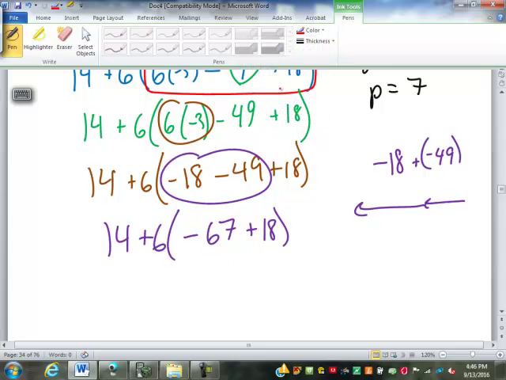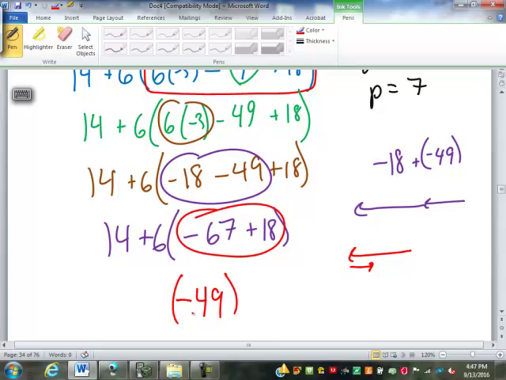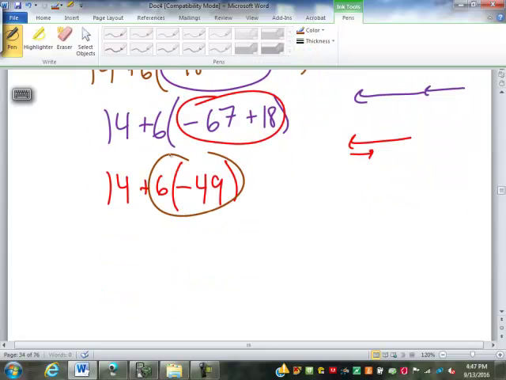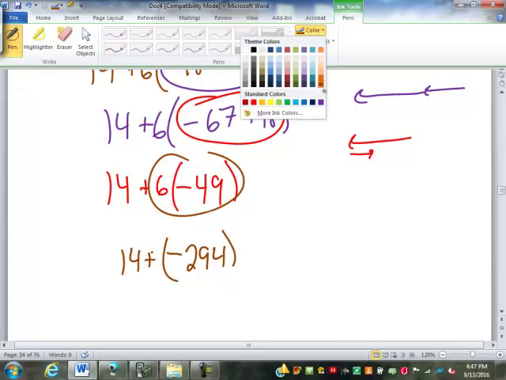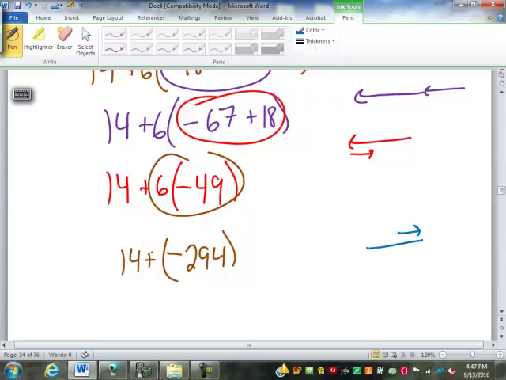And then negative 67 plus 18 is going to be what? Negative 49. What's next? 6 times negative 49 is a negative 294. 14 plus negative 294? Negative 280. Good. What do you think?